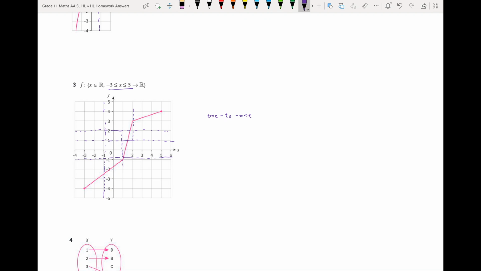As to onto, it needs to go from between -3 to +5. So this is not onto because you have things that are outside. The entire range needs to be covered here. So you see that there's a portion here that doesn't have an output. So therefore this is not onto. So just one-to-one.